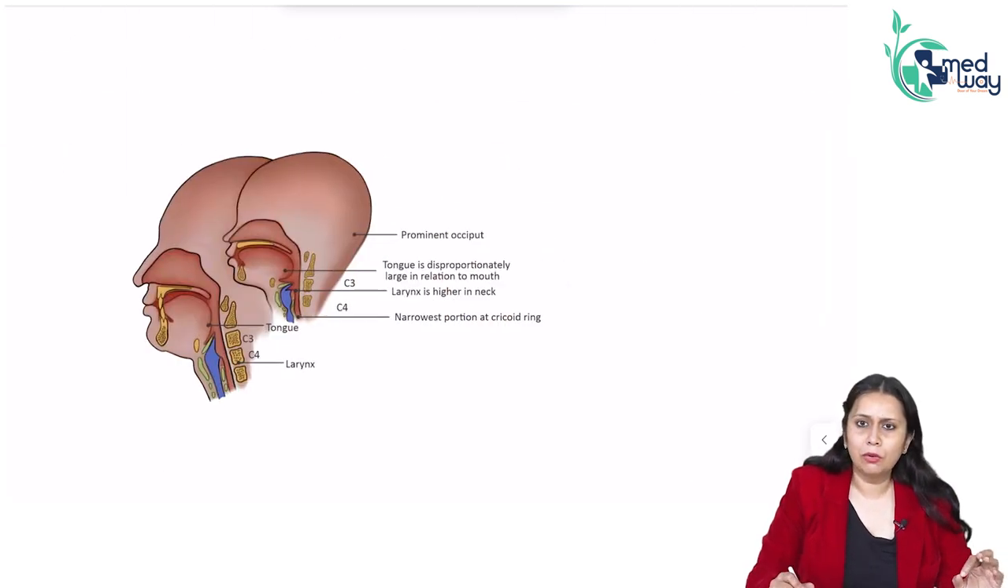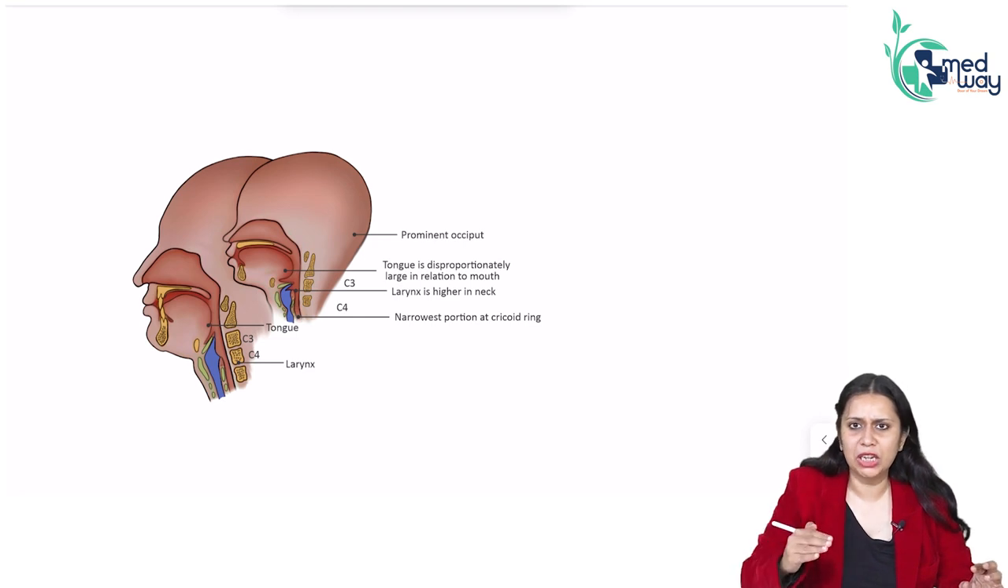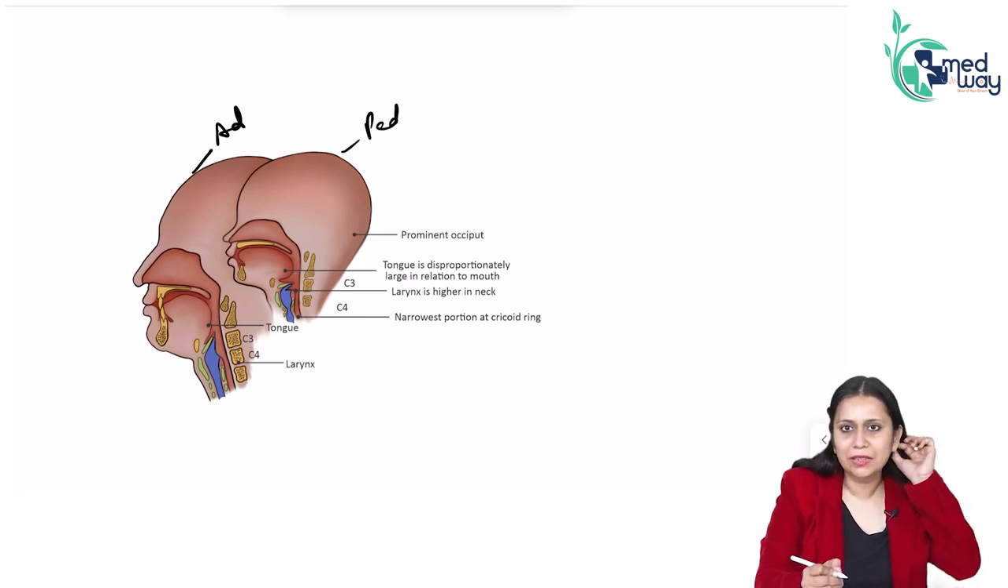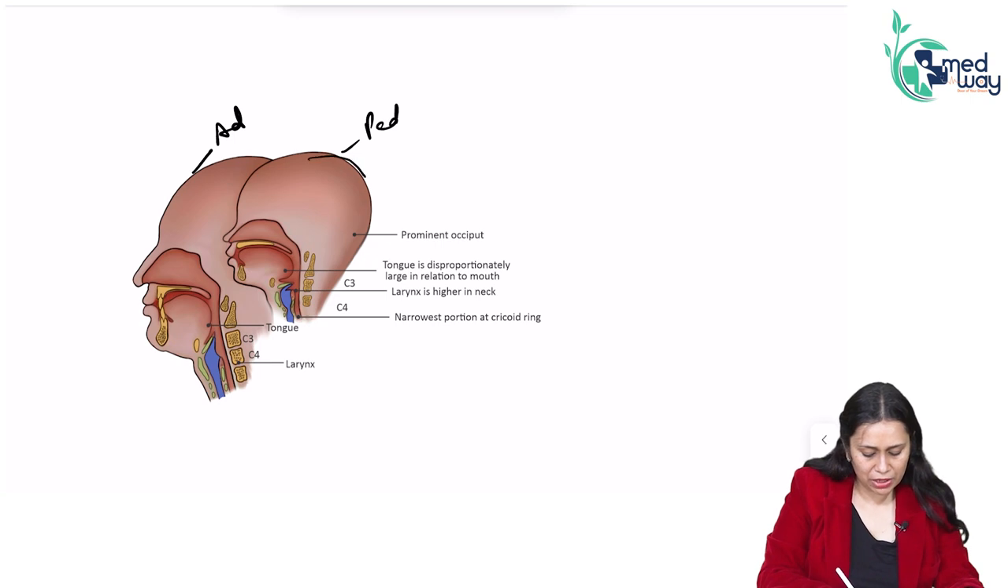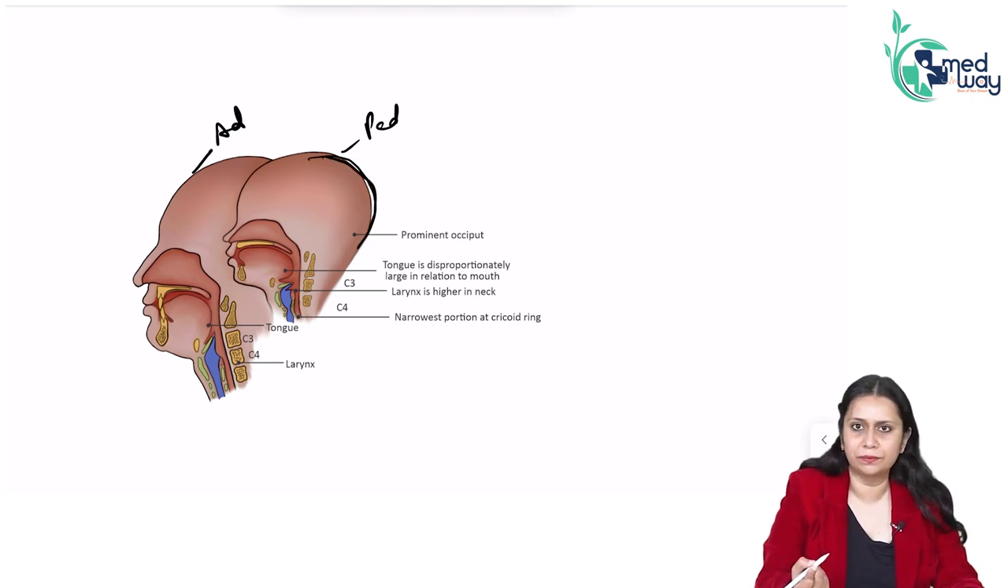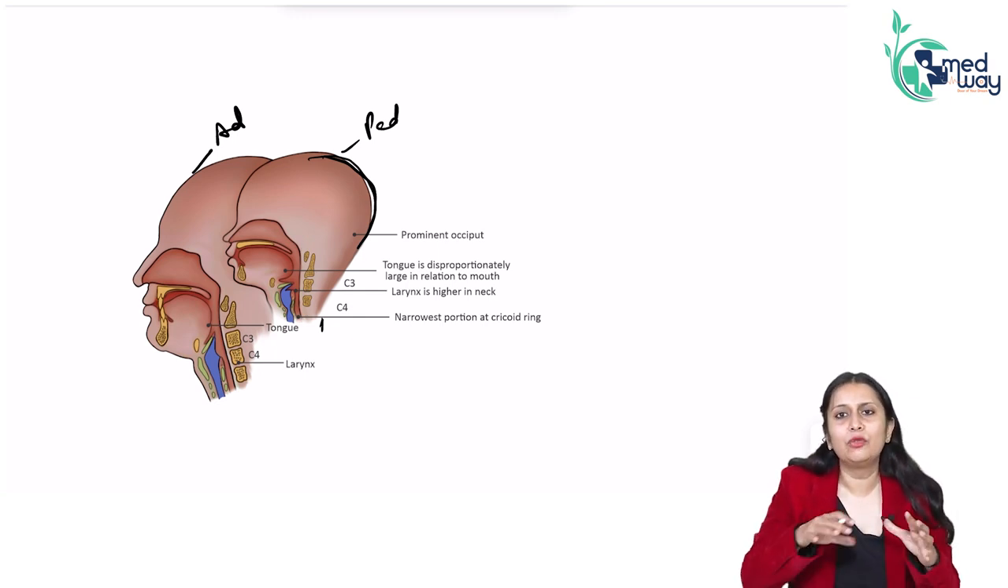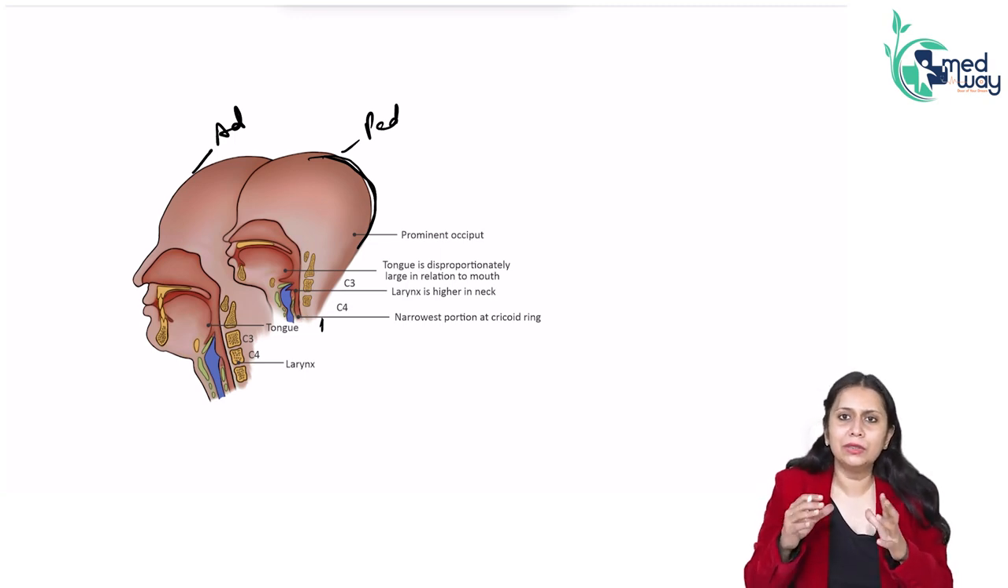So how is the airway of a pediatric patient different from an adult? This is adult and this is pediatric. You can see the difference is very evident. Pediatric patients have a very prominent occiput. They have a short neck. So this prominent occiput and short neck make it very difficult to put them in a morning sniffing position. Morning sniffing position would exaggerate the flexion. So in a pediatric patient, we keep the head and neck in a neutral position. We don't make a morning sniffing position.